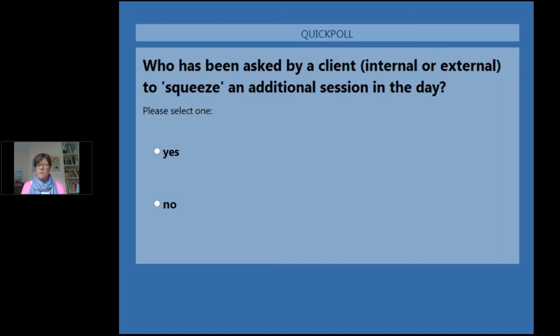Some percent of you voted. I feel like I'm on a TV show and you can see it going tick, tick, tick, tick. A few more of you to vote if you can find the buttons.